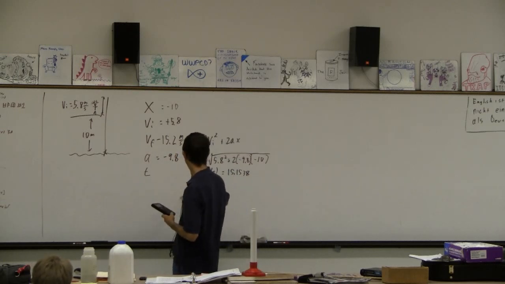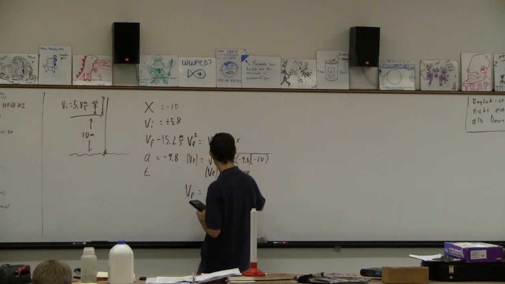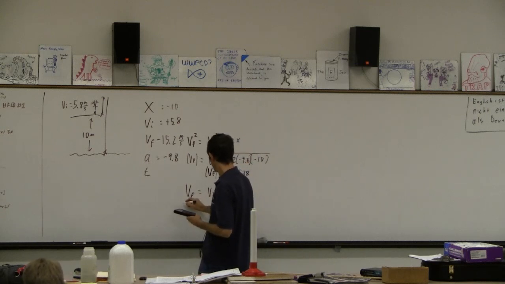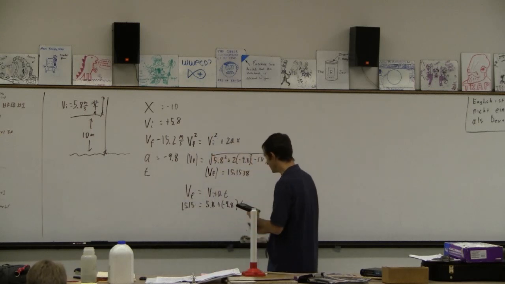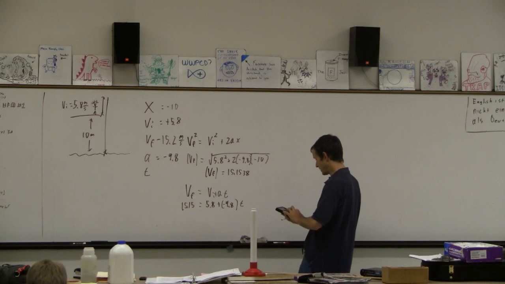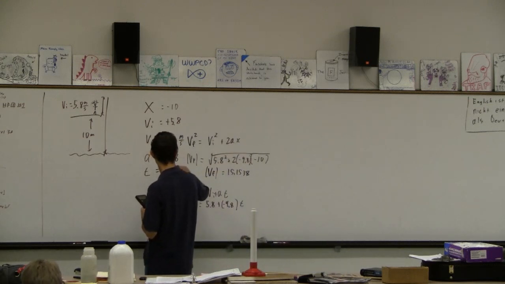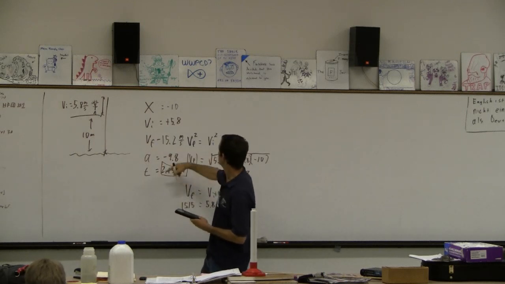And then to find the time, I'm going to use VF equals VI plus AT, right? So 15, and I'm using the unrounded, 15.15 is equal to 5.8 plus negative 9.8 times t. We don't know t, right? So solve that. 5.8 divided by 9.8, 2.138. Right, so time in the air, 2.1 seconds.